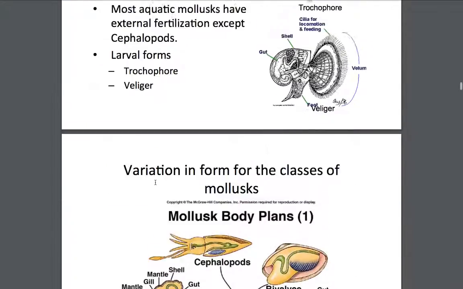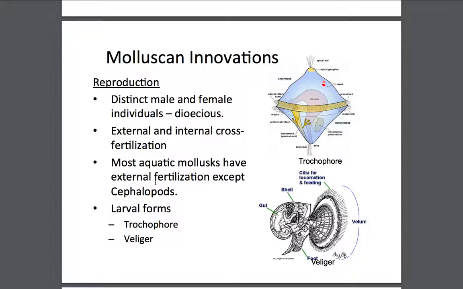So, for the most part, their reproduction is separate sexes or dioecious. There's males and females, although there are some groups that have hermaphrodites. That fertilization is generally exterior, so you put sperm and egg into the water column, and they fertilize in the water column, although there are many that do have internal fertilization.